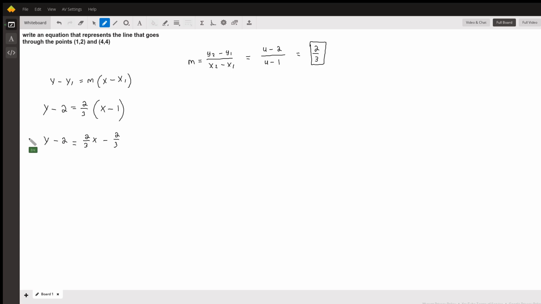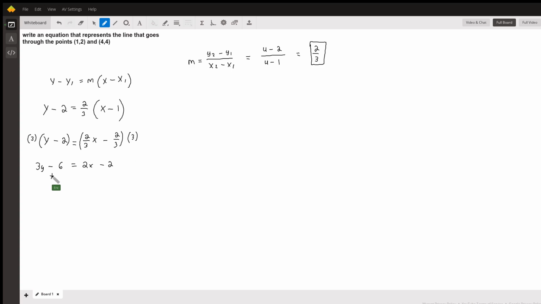So I'm going to first get rid of the fractions by multiplying both sides of the equation by the common denominator for those fractions, which in this case is 3. I'm just going to multiply both sides by 3. On the left, we have 3y minus 6, and then 2/3 x times 3. The 3's cancel. We have 2x. And then negative 2/3 times 3. The 3's cancel. We have minus 2.